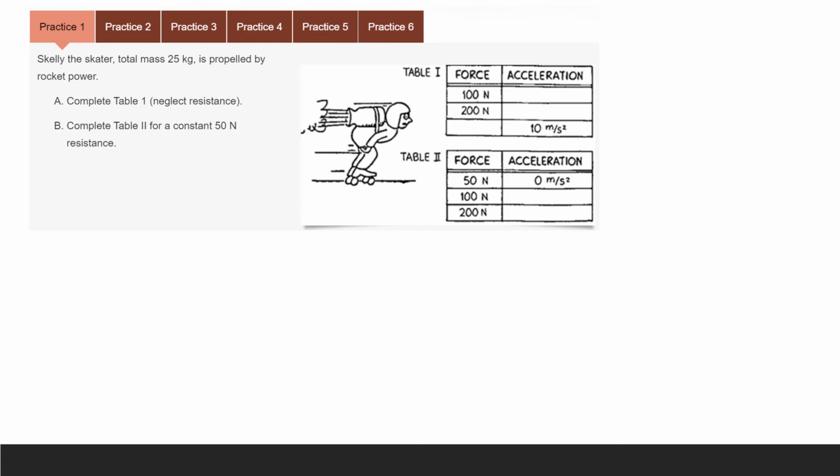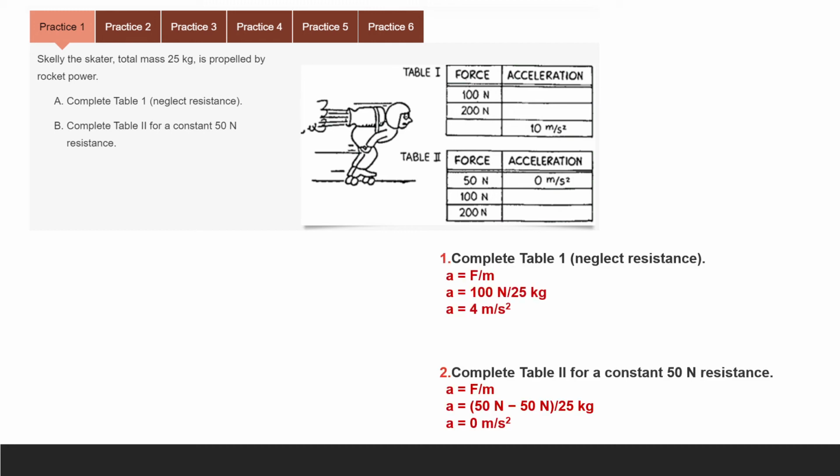Alright, and we have some other application problems. The first one: Skelly the skater, total mass 25 kilograms, is propelled by rocket power. It's asking us to complete table number one, and of course we have to neglect the resistance. And letter B, complete table two for a constant 50 newtons resistance. All right, so let's go with the first one, completing table 1 by neglecting the resistance.